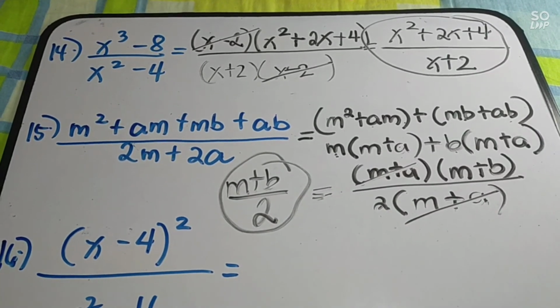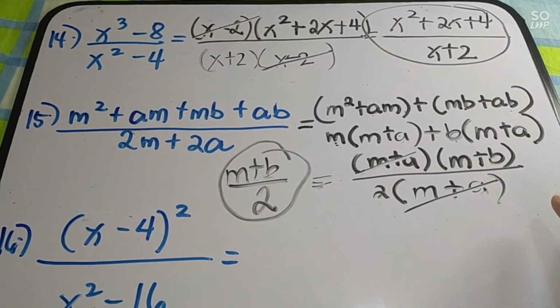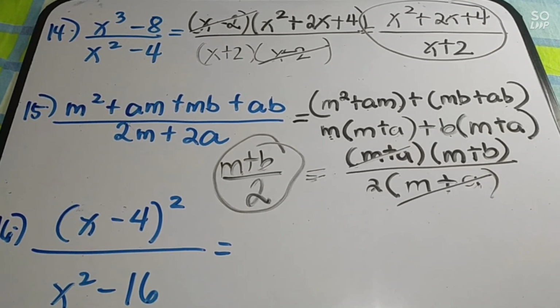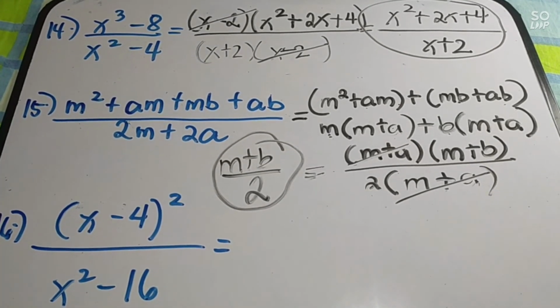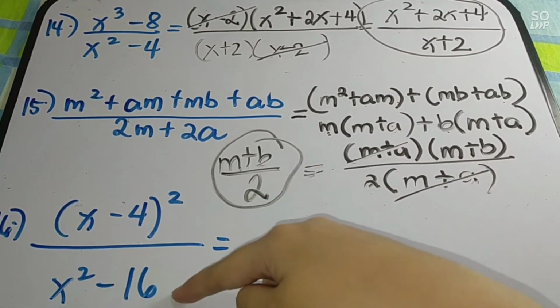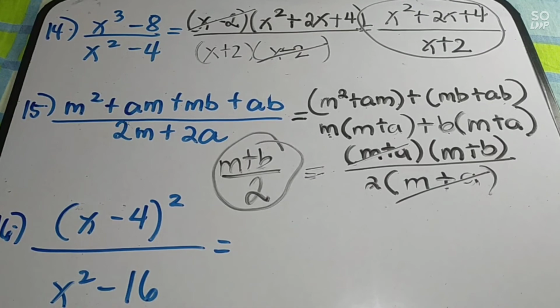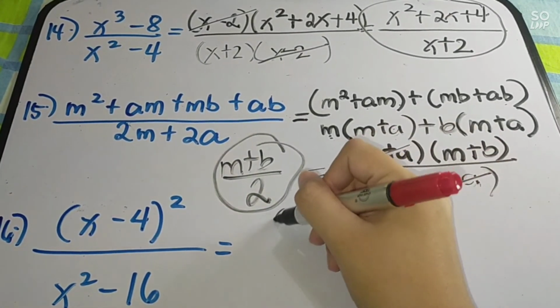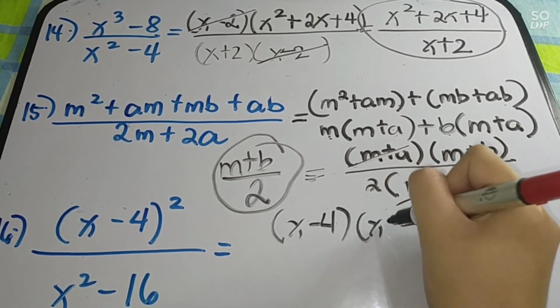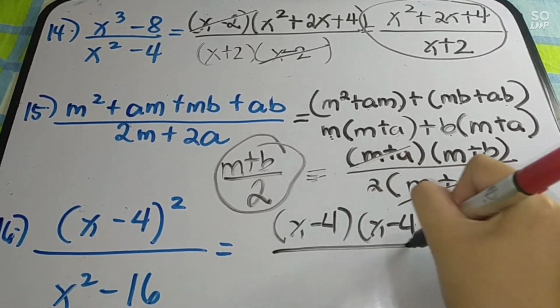So, ulitin ko, kailangan alam nyong mag-factoring. Alamin kung anong klaseng factoring ang pwedeng i-apply sa kanya. Next tayo, let us have the last one, number 16. Squared of x minus 4, over x squared minus 16. Pag nakakita kayo ng squared, meaning, inulit ng 2 beses, minultiply. Meaning, x minus 4 times x minus 4. Yun yung ibig sabihin nun.